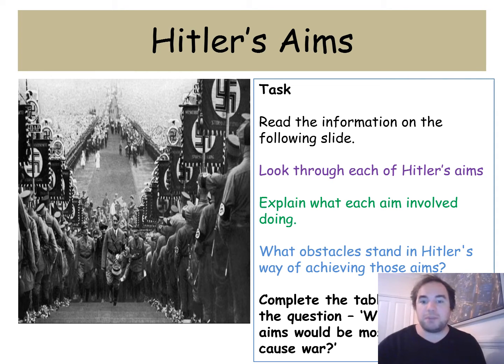And then once you've completed that table, I want you to answer the question with at least a paragraph: which of these aims would be most likely to cause war? Okay, you're thinking perhaps from the perspective of someone who was there at the time, because we know obviously now what happened, and we know with the benefit of hindsight what went on. But which of Hitler's aims were the riskiest when it came to potentially starting a war back in the 1930s?